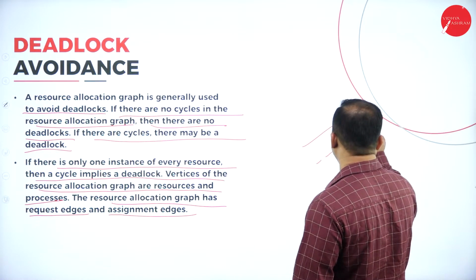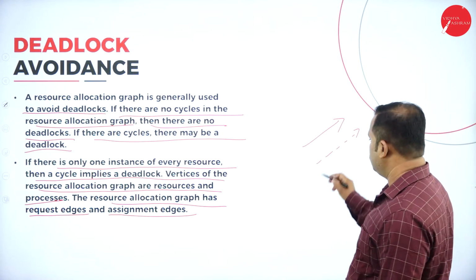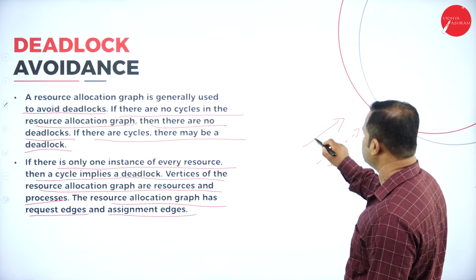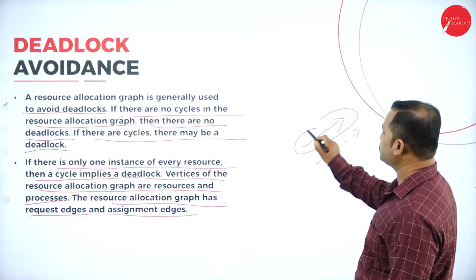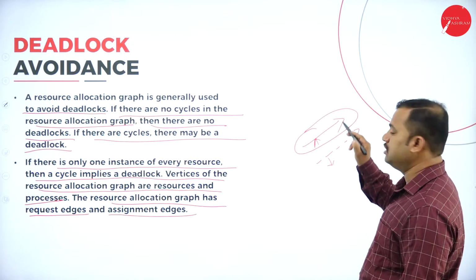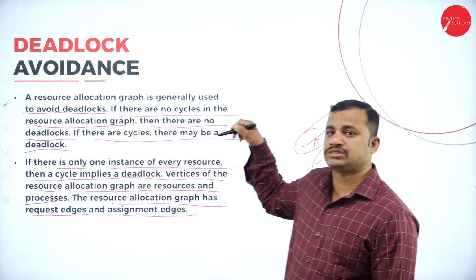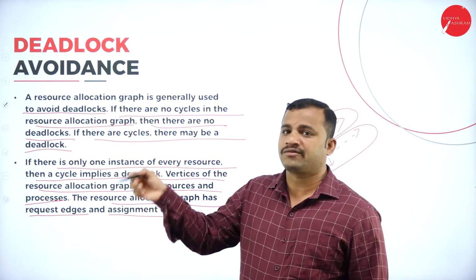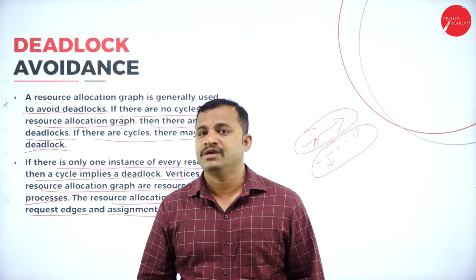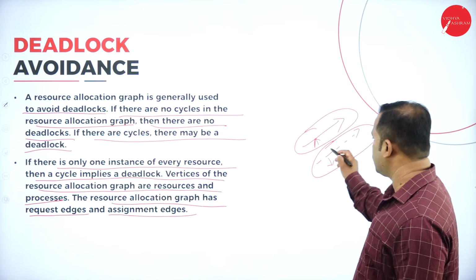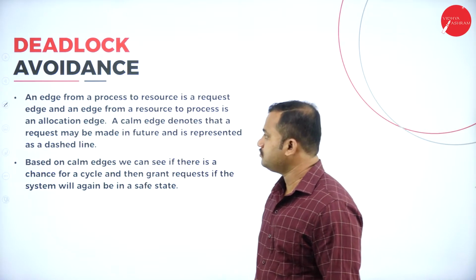One is this type of edge and the other one is this type of edge. This is called a request edge and this is called an assignment edge, because we have already assigned the resource to the process. But in this case, it has a request to be assigned to that process. That means the process is requesting a resource, but it has not yet been assigned to the process. That's why we represent it by dotted or dashed lines.